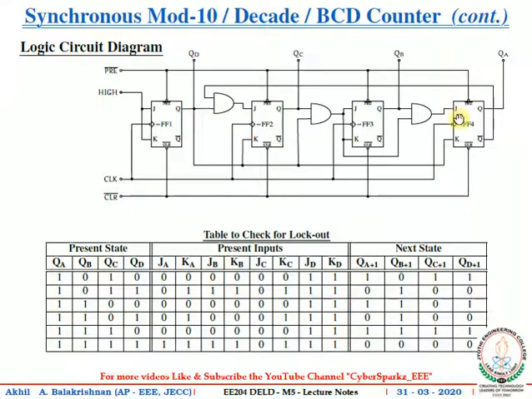The last flip-flop input J is the output of the third AND gate, and since the output of the second AND gate acts as one of its inputs and its value is 0, the output of the third AND gate is also 0. That is, JA is 0. Now we have to complete the next state columns. For the fourth flip-flop, JA, KA present state is 1 and the inputs are 0, 0. So next state is also 1.